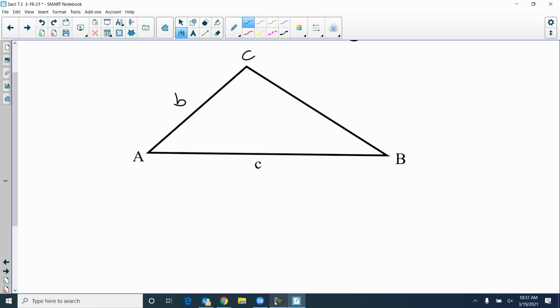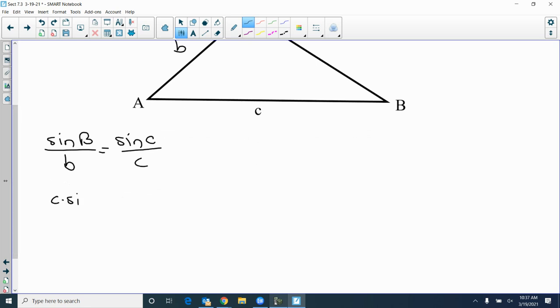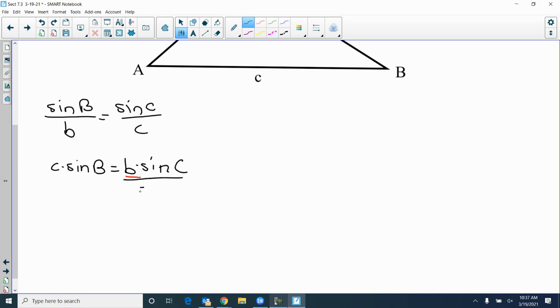And so to find this, I do sine of B over B equals sine of angle C over C. And then I get C times sine of B equals B times sine of C. And this is what we're trying to find, so divide by sine of C. And then I got B equals C times sine of B over sine of C. We agree?